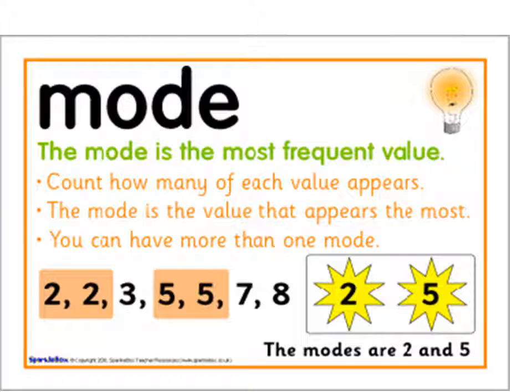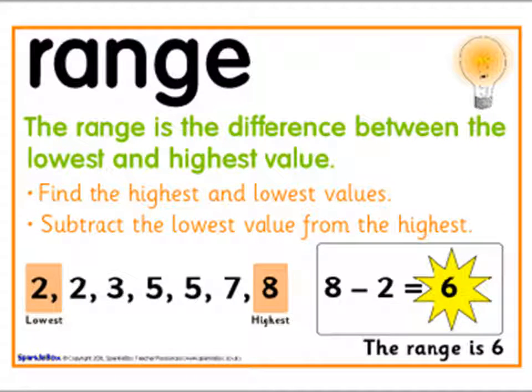The mode is the number that appears most often. In our set of numbers, 2 appears twice, 5 appears twice. The other numbers, 3, 7, and 8, appear once. So this set of numbers has 2 modes, 2 and 5. The range of a set of numbers is the difference between the lowest and the highest value. The lowest value is 2, the highest value is 8, so the range is 6.